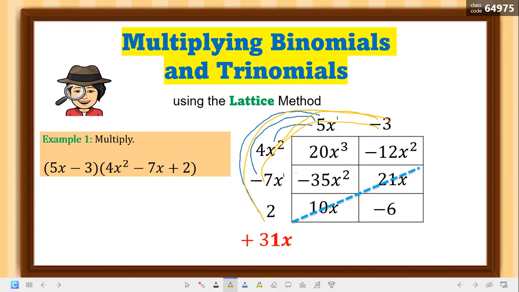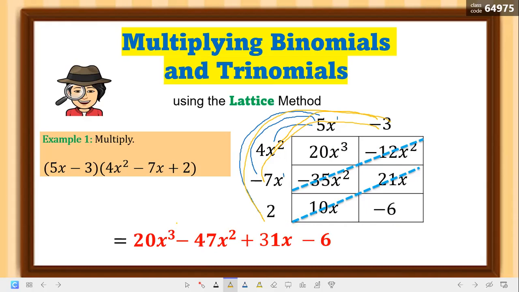Okay? And then, dito tayo. Negative 12x squared tsaka negative 35x squared. Remember, they are like terms kaya pino-form natin ng diagonal. What is the sum of this? Can you add? Negative 47. Okay, very good. Negative 47x squared. Okay, copy mo lang yung literal coefficient. Since nasa unahan siya, dapat dito siya nakalagay. Tapos since wala na tayo na form na diagonal dyan, yung 20x cubed tsaka negative 6, copy mo na lang siya. Okay?